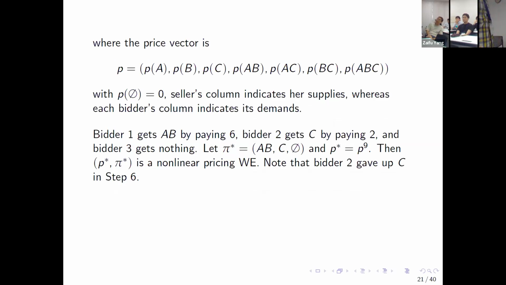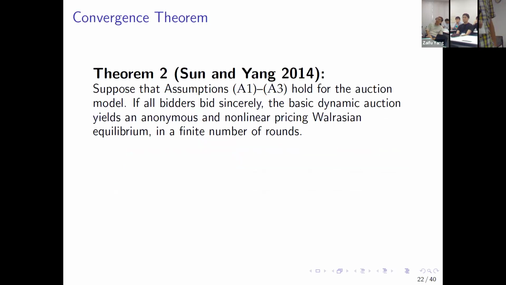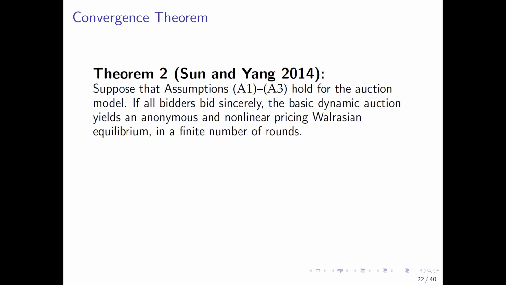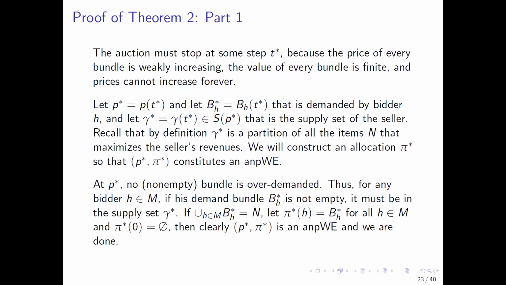Okay. So I will prove that. Suppose that all assumptions are satisfied. If all bidders bid sincerely, then this basic auction will generate an anonymous valuation equilibrium price vector in a finite number of steps. So let's prove how this works.